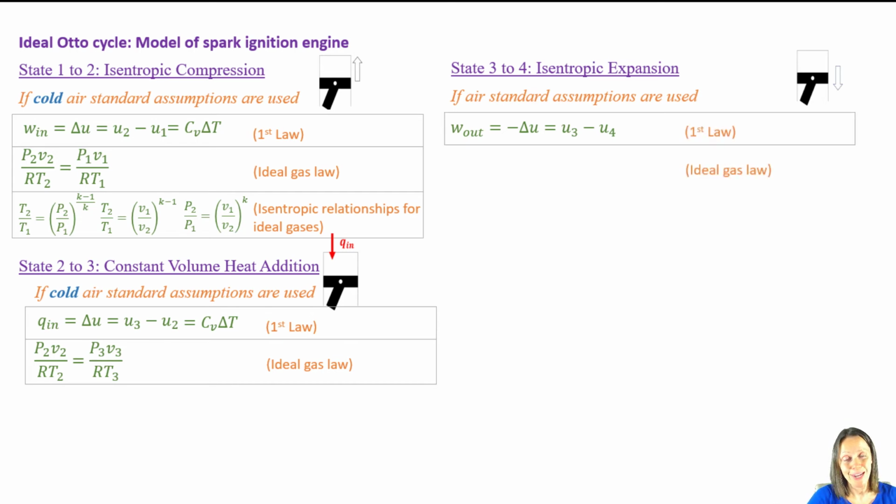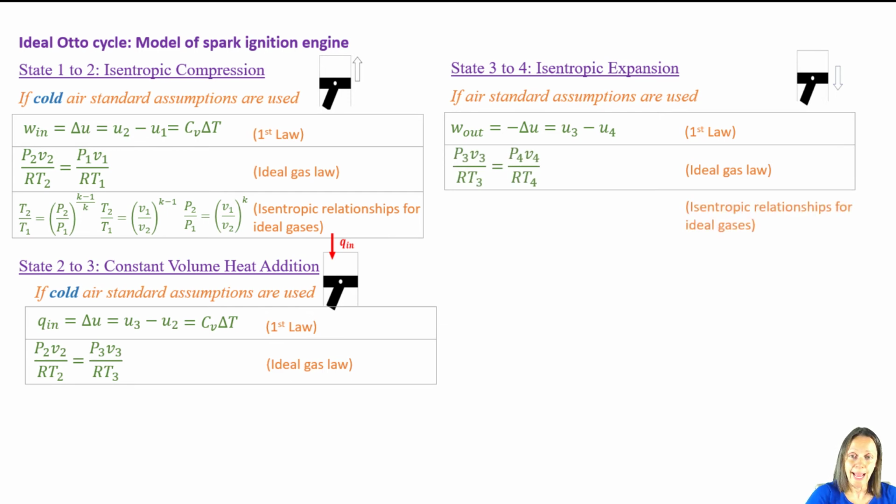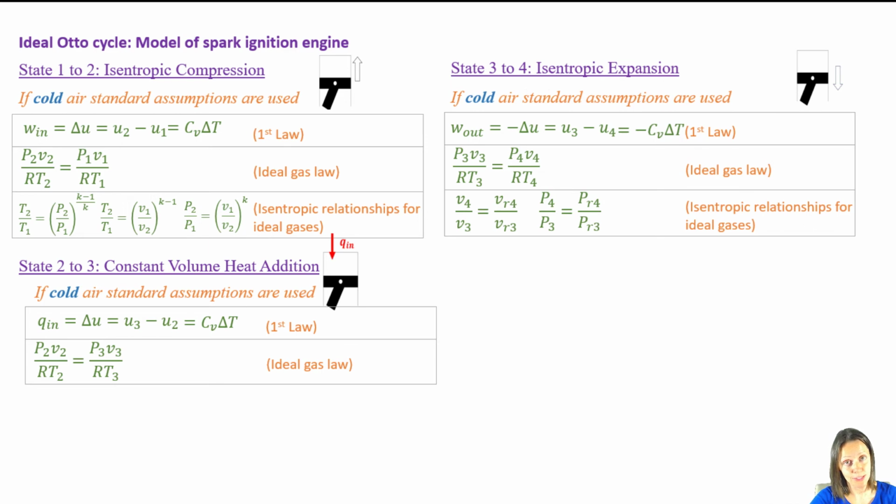I can still use my ideal gas law because I've got an ideal gas, so I'm doing it between 3 and 4. And I can use isentropic relationships because I have an isentropic process. Now, if I made cold air standard assumptions, then I could put that delta U in terms of Cv delta T. So in this case, it would be Cv times T3 minus T4. And I could replace those two isentropic relationships with the relative specific volumes and the relative pressures in terms of just temperature, pressure, and specific volume. And I can directly calculate things.